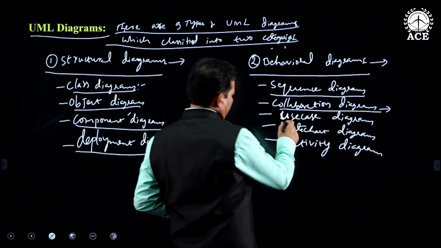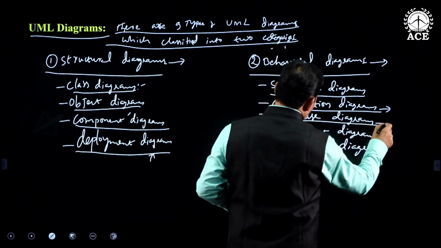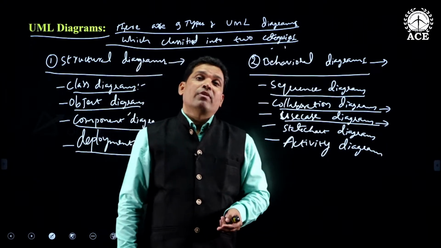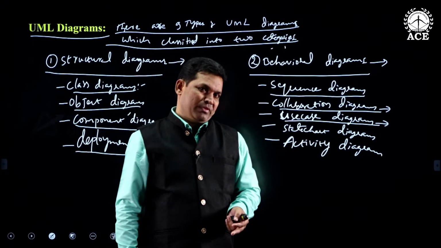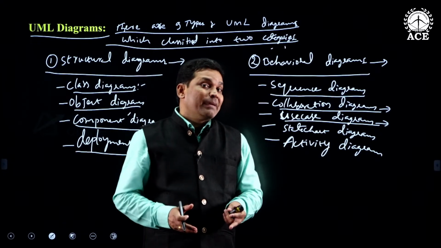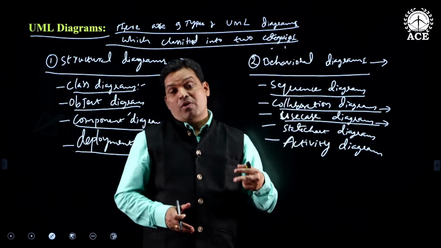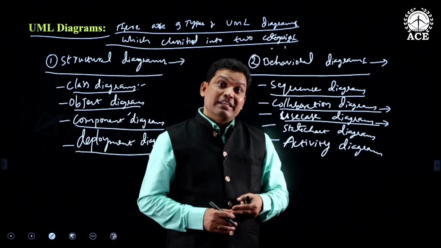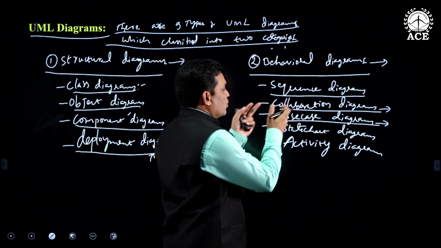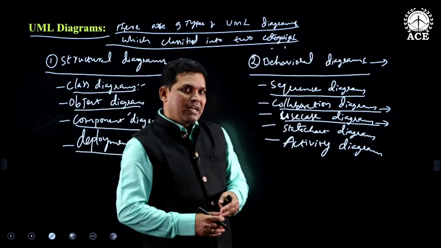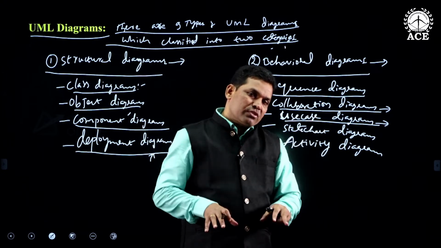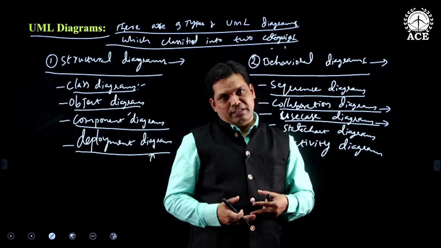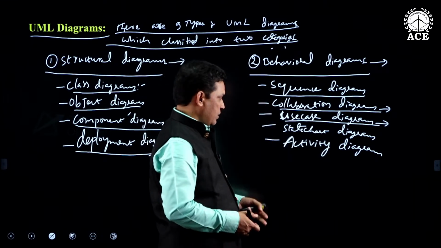Coming to the use case diagram. The purpose of the use case diagram is to model the functional requirements of a software system. What exactly is the user expecting from the software system? What are the services the user is expecting from the software system? That can be modeled in the form of a use case diagram. So through the use case diagram, functional requirements can be modeled so that the designers can easily understand them. That is the purpose of the use case diagram.